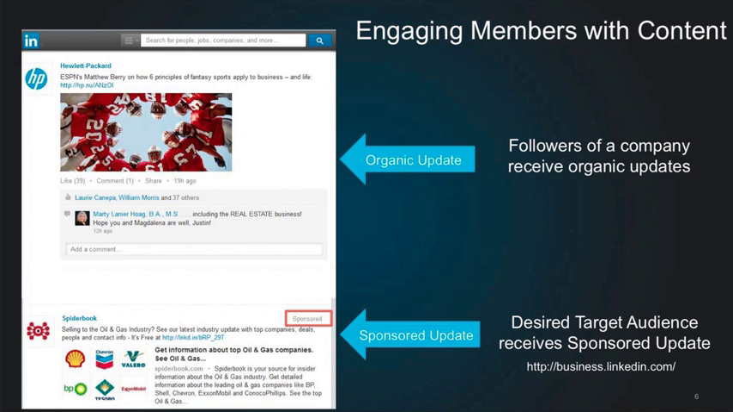There are two types of updates that you can share from your company page. The first one, and top one on the slide, is an organic update. An organic update reaches the followers of a company page, and the followers of your company page will receive organic updates in their newsfeed. The second type of update you can send from your company page is called a sponsored update. And this update can be sponsored beyond your followers to a niche targeted audience. This is a paid solution, and you can find out more at business.linkedin.com.